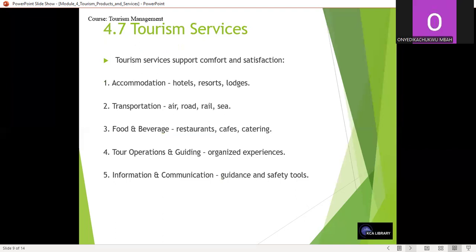Now we also have tourism services. Tourism services support comfort and satisfaction. They include accommodation, transportation, food and beverage, tour operation and guide, and information and communication. For accommodation, we're talking about hotels and lodges. Transportation covers air, road, rail, and sea. Food and beverages include restaurants and cafes. Tour operation and guide means organized experiences. Information and communication means guidance and safety tools.